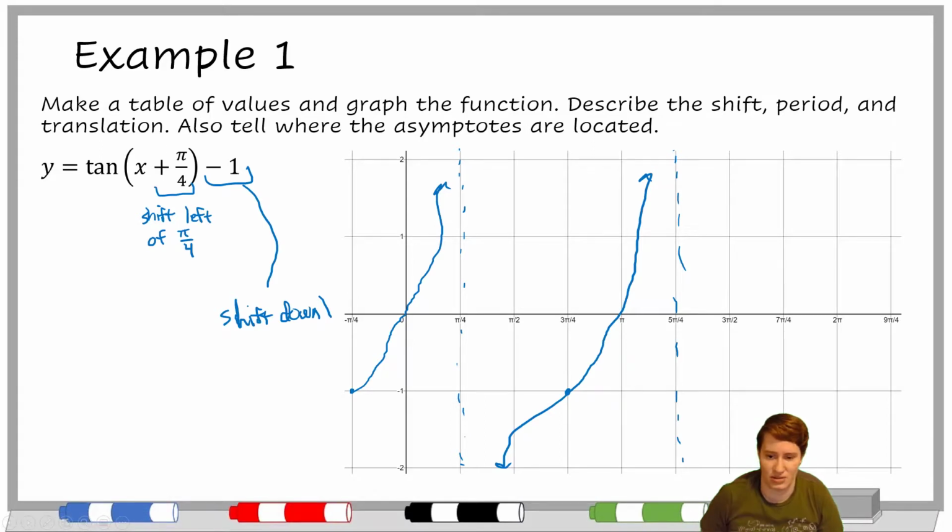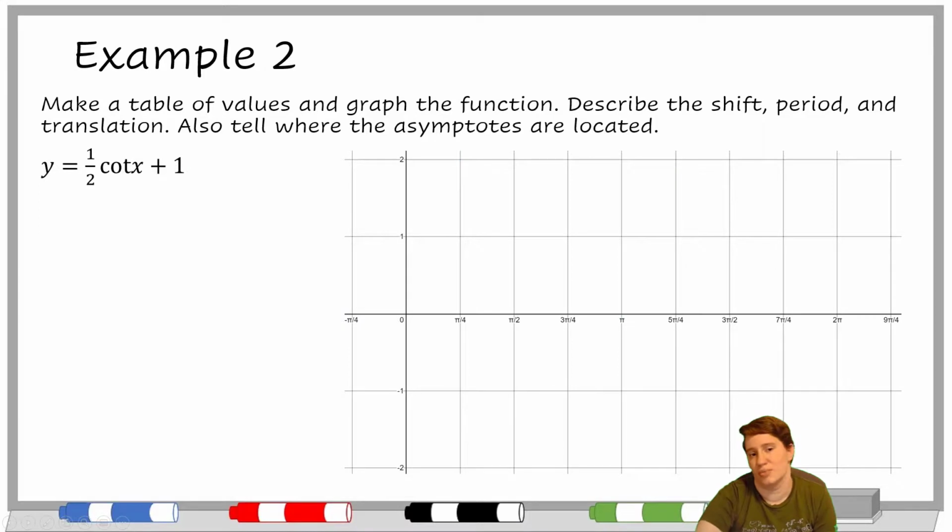The asymptotes, so I like the idea of just listing a couple of the asymptotes, like x equals pi over 4, 5 pi over 4, and then that's a pattern that continues on after that and actually goes before it as well. But that's where our asymptotes would be. So let's graph example 2 here.